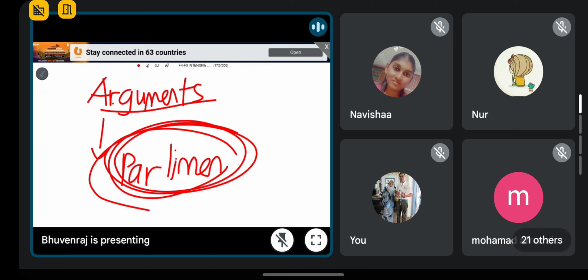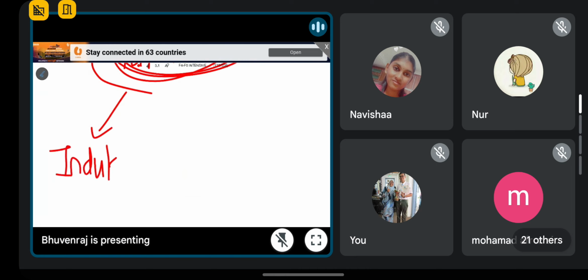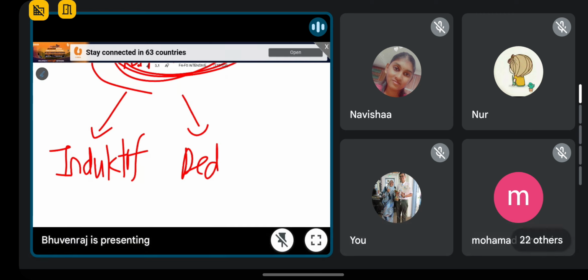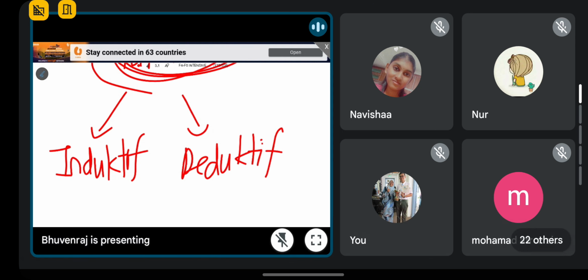Okay, jadi macam mana kamu bertengkar dengan kawan kamu? Kamu cuba fikir. Kamu bertengkar secara induktif ke atau deduktif? So these are the two types of arguments. Do you argue with your friend inductively or deductively? Okay, so these are the two types of argument we have in our daily life.